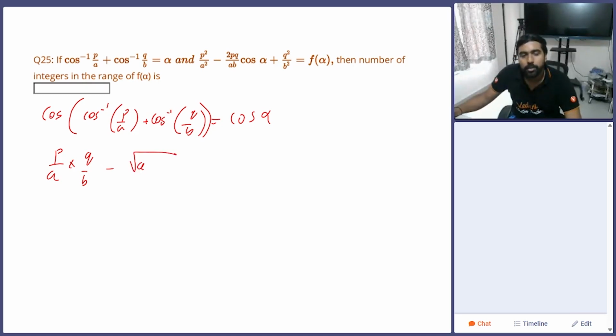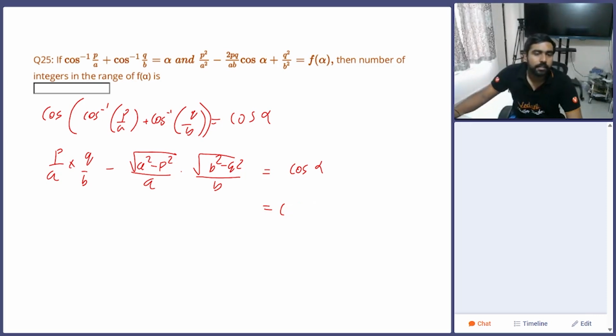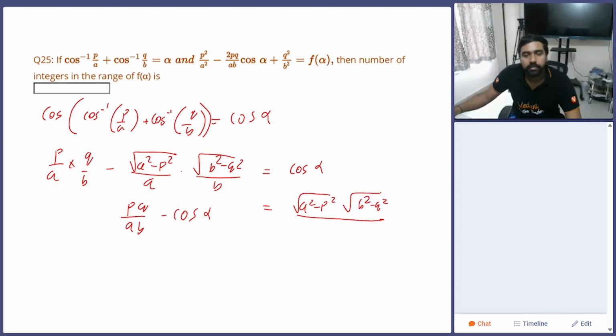What will it become? Root of a square minus p square divided by hypotenuse a, into root of b square minus q square divided by b. This is equal to cos alpha, the expression that we have over here. So now I can write this as pq upon ab minus cos alpha, that is equal to root of a square minus p square into root of b square minus q square divided by ab.